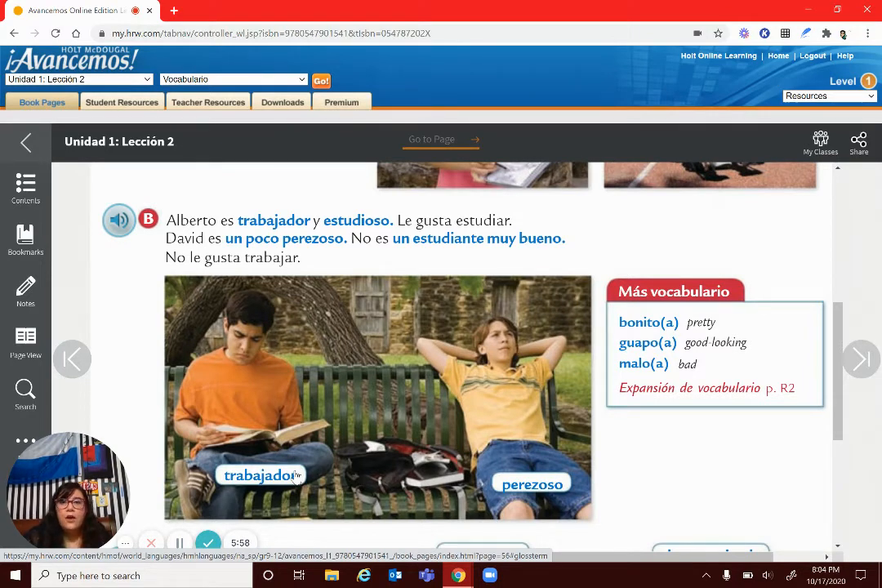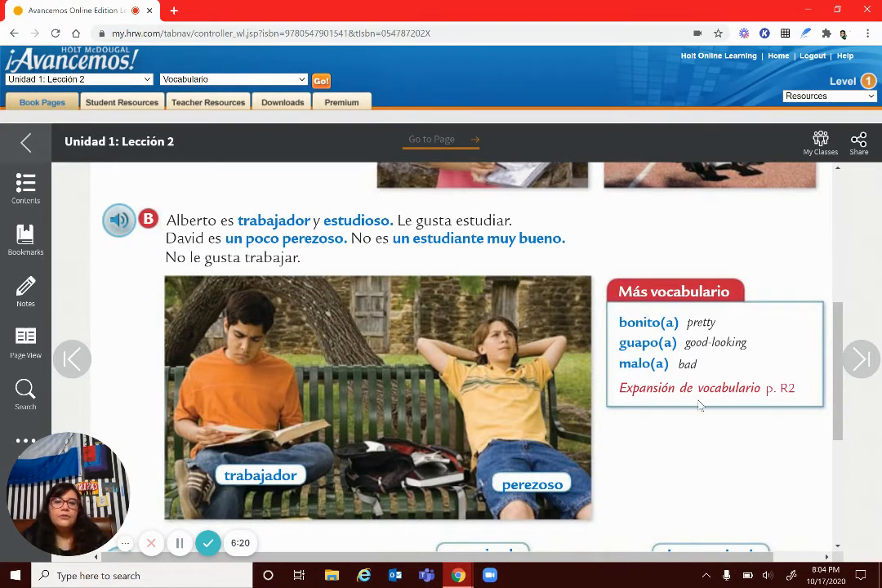So you're going to have a lot of opposites when it comes to this because you're going to be describing people who are this thing or might not be this thing. So just like we mentioned, we have different spellings if you were talking about a girl. If these two people on the bench were girls, you would call the person that was hardworking trabajadora with an A down here, and perezosa if it was a girl who was lazy.